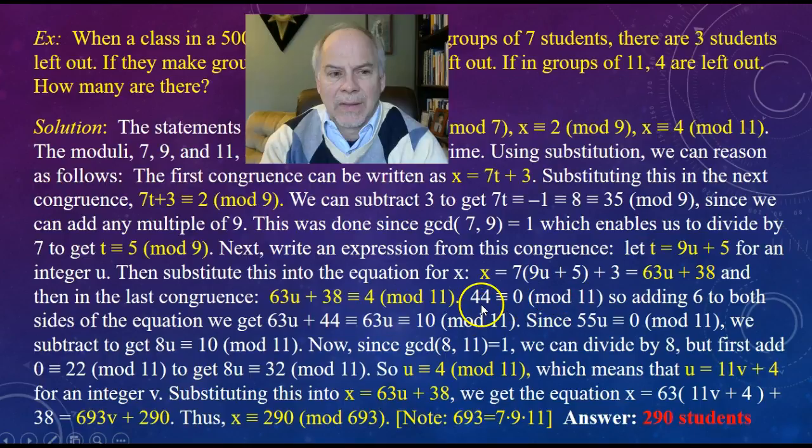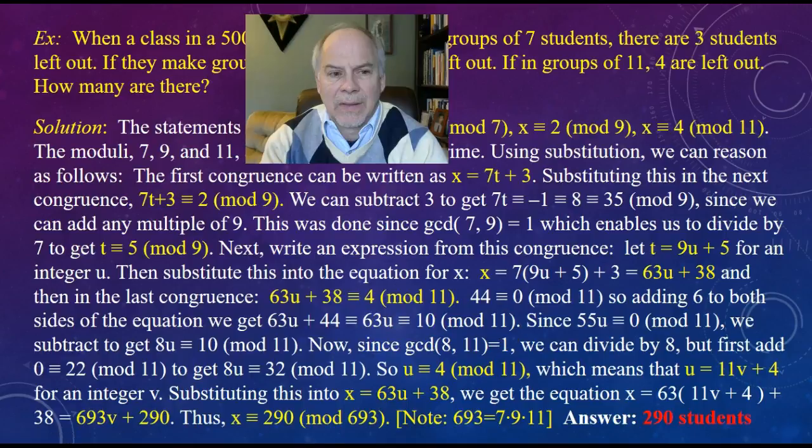I know 44 is congruent to 0 in mod 11, right? Because 44 is divisible by 11. 44 is a multiple of 11. So it's congruent to 0. So I could add 6 to both sides to make this a 44. So that's what I did here. 6 added with this is 44. And on the right side, 6 added with 4 is 10. So I get 63u is congruent to 10 mod 11.